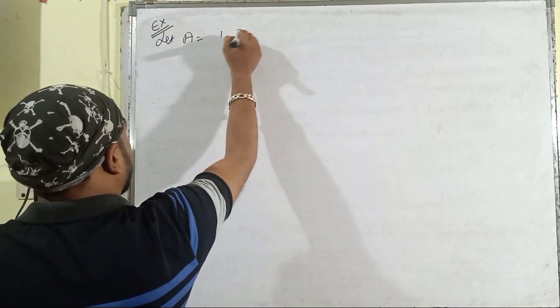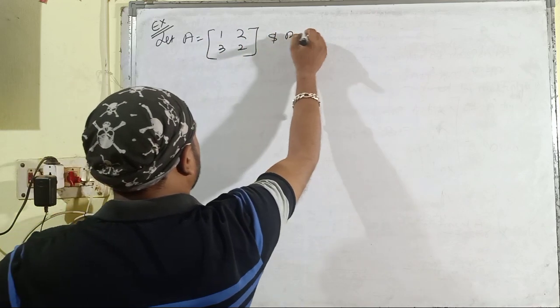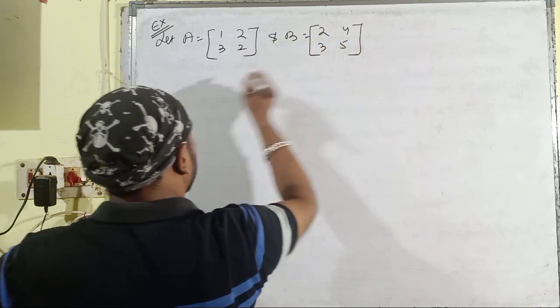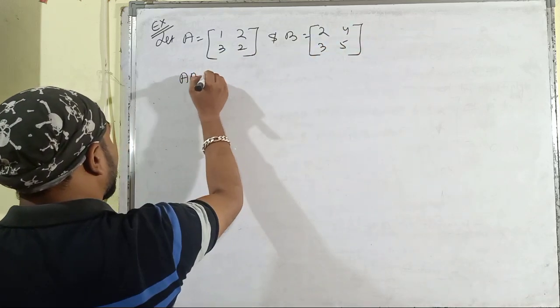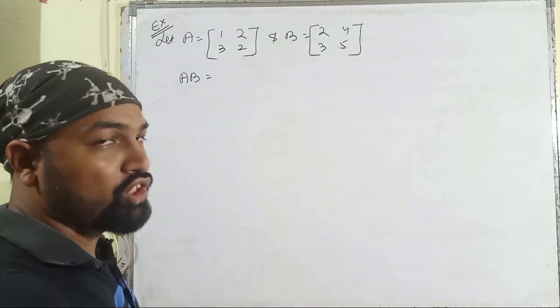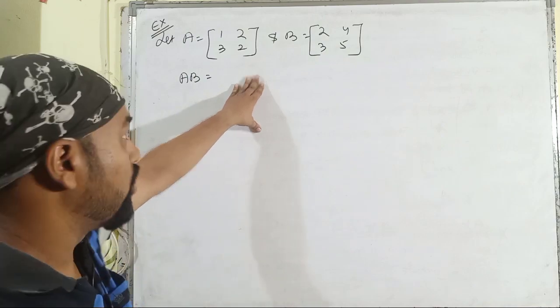Let A = [[1, 2], [3, 2]] and B = [[2, 4], [3, 5]]. Here we have to find AB. Again we have to go through the same procedure. First of all we have to check whether AB is defined or not.